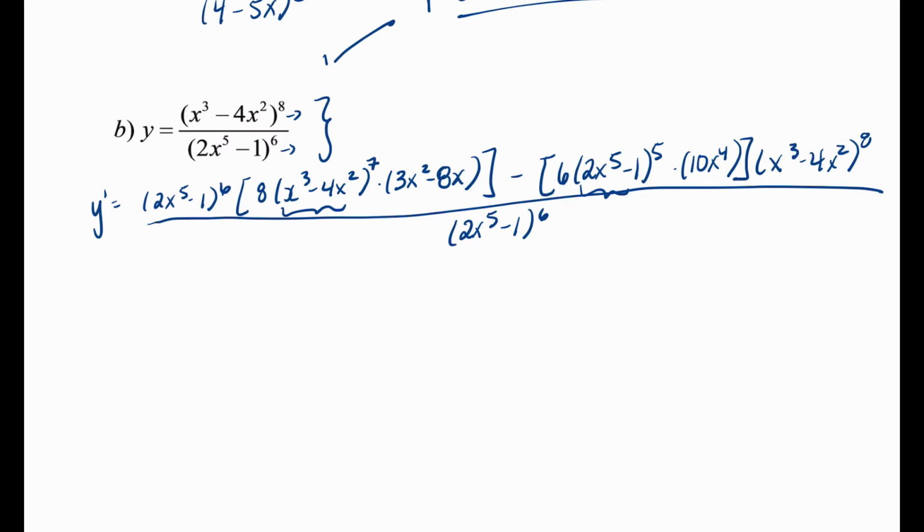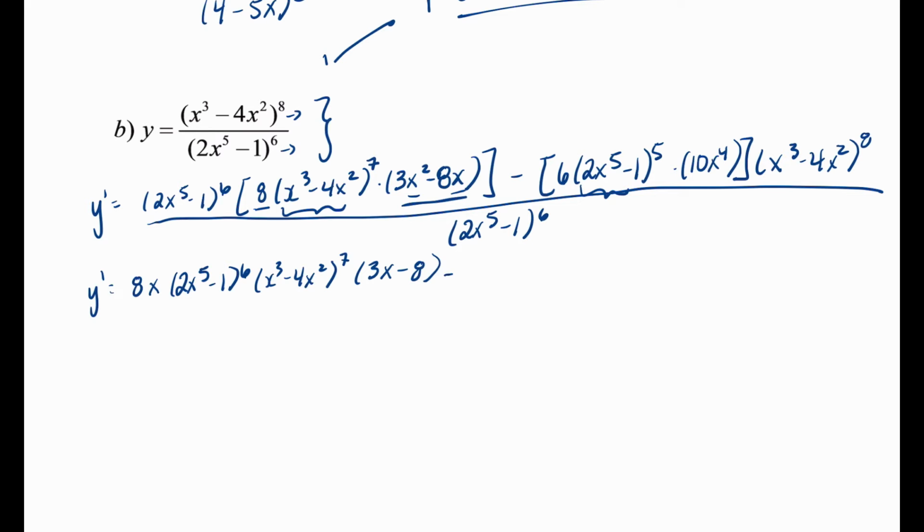So let's look at it. I know y prime is going to be equal to, I like putting my numbers out front, so I'm going to put an 8 there. I'm also going to take an x out of this one. So I have 8x (2x^5 - 1)^2 (x^3 - 4x^2)^7. And then I took an x out of this, so I have (3x - 8). So that's my first term.